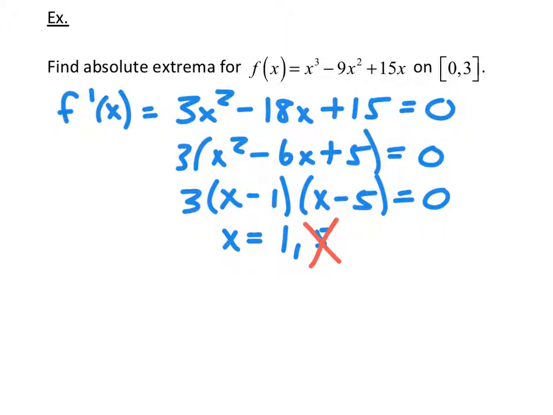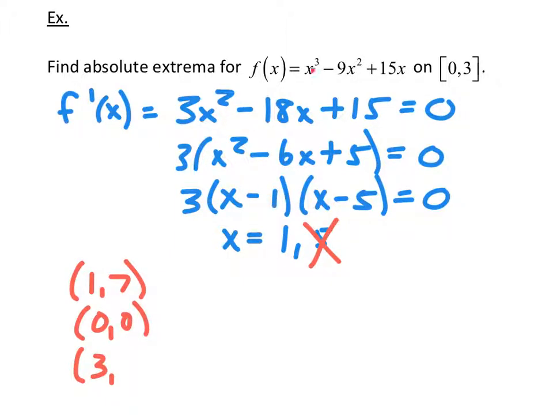So then the next step is I need to take that critical number, as well as my two endpoints of 0 and 3, and I'm going to create a list of coordinate points by taking each of these x values, plug it into the original function. So if I take 1 and plug it in, I have 1 minus 9 plus 15 is going to give me 7. If I take 0 and plug it into f of x, I end up with 0.